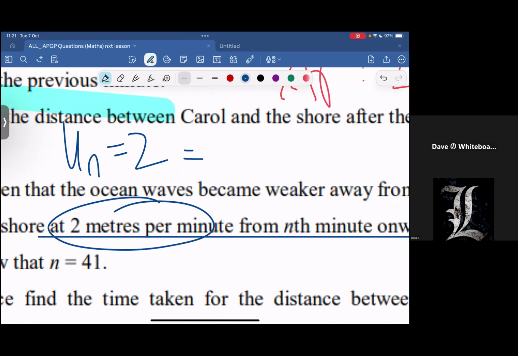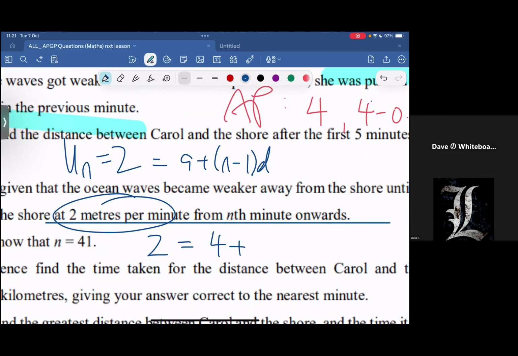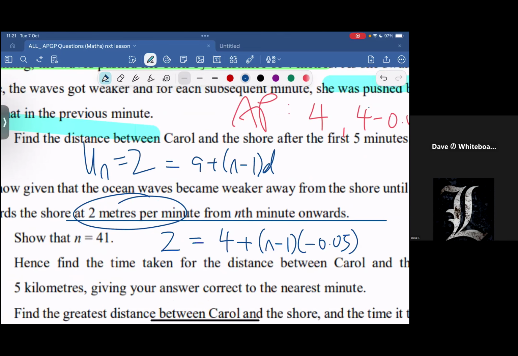So the UN formula is A plus (N minus 1) times D. In this case, 2 equals A, which is 4, plus (N minus 1) multiplied by the common difference, which is negative 0.05, which will then give you the final answer that you need. You realize that your N will be equal to 41. Meaning to say, from the 41st minute, including the 41st minute, is already 2 meter pushback, -2. 41st minute, -2. 42nd minute, -2.